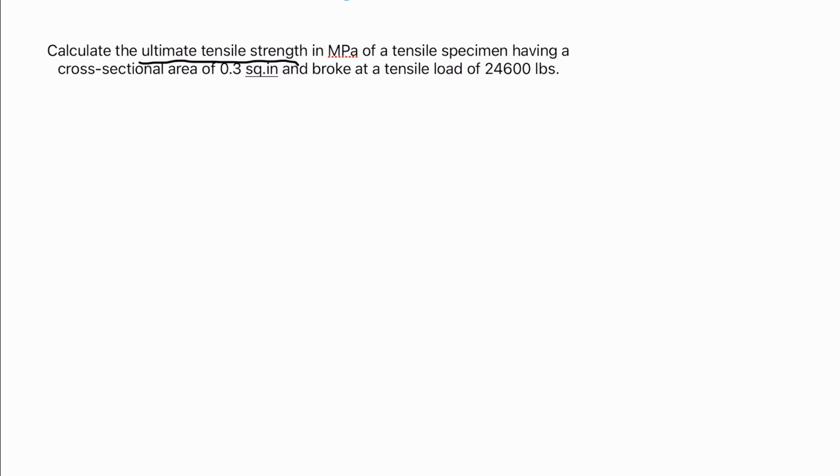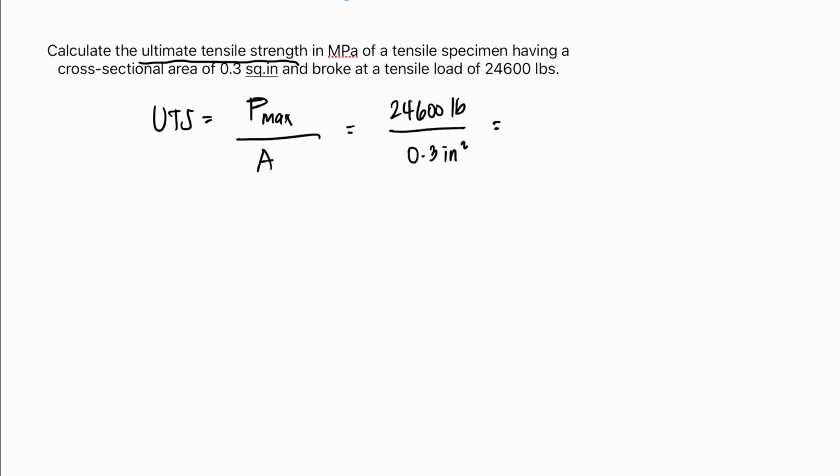So if you can remember the formula of ultimate tensile strength, which is the maximum force, or Pmax, divided by the original cross-section, which in this example is 0.3 square inch. So 24,600 pounds divided by 0.3 square inch. That will give you a value of 82,000 pounds per square inch, or PSI.